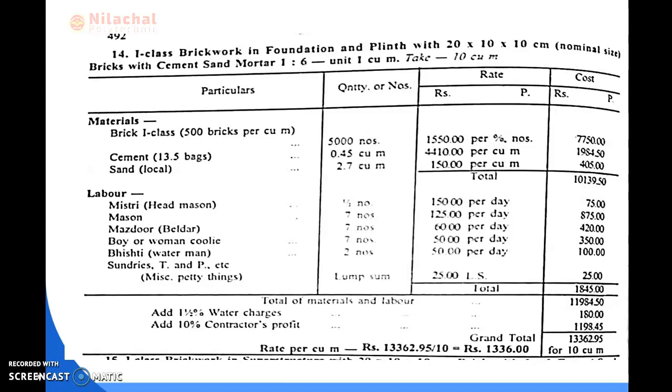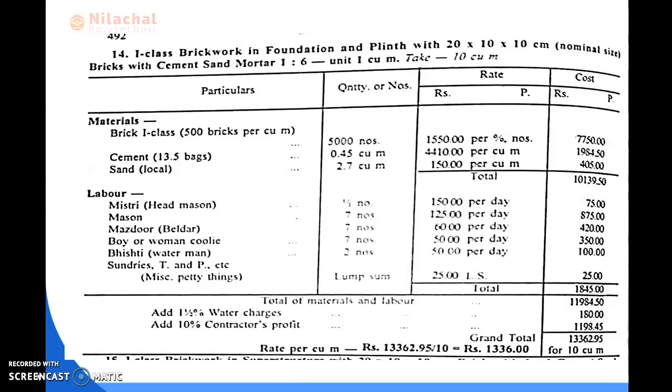We know that for 10 cubic, it is equal to 5000 numbers of bricks, and the cement for 10 cubic uses 0.45 cubic or 13.5 packs, and the sand uses 2.7 cubic. So the rate of brickwork per 1000 numbers is 1550.